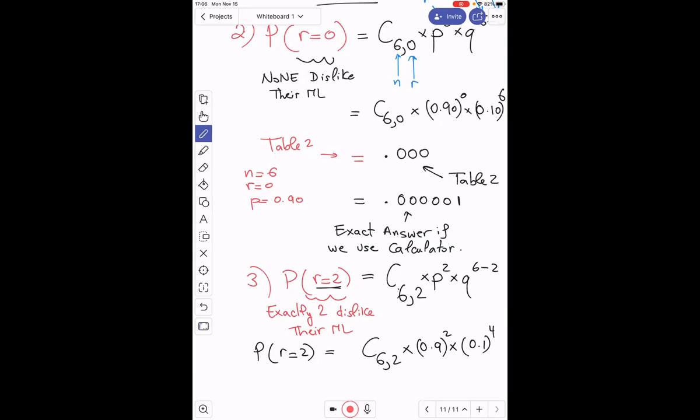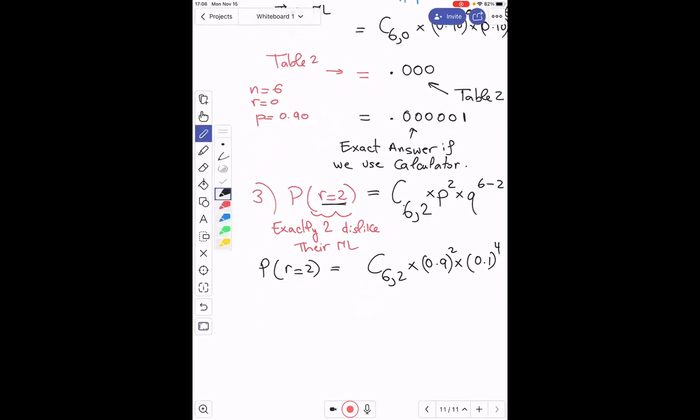Okay, and then if you use the table, table number 2, your N is 6, your R is 2 in this case, right? Then the answer, if you check the table for 0.90, from the table will be 0.001, right? So this is table number 2.